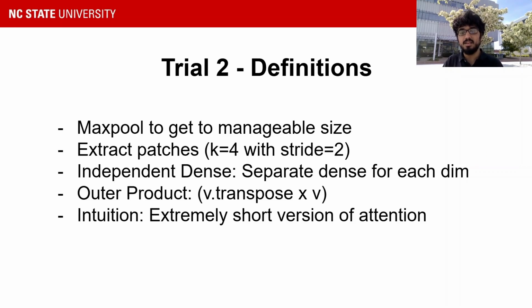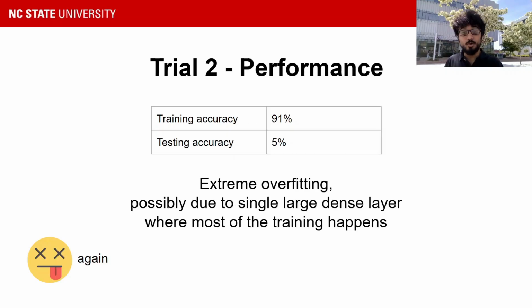We're trying to build a little hacky version of an attention model here, where you take the image and you take different parts of it and figure out how they relate to each other. So yeah, we had a max pool to make sure that we could manage the size of it. We had different independent layers for each dimension and an outer product just to make sure that we know how they work with each other. It worked much better this time.